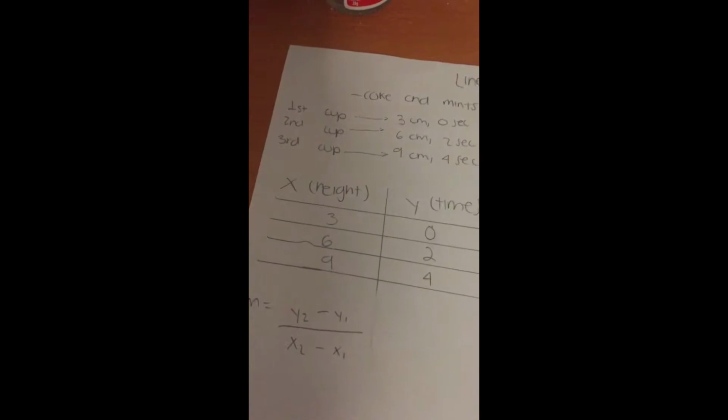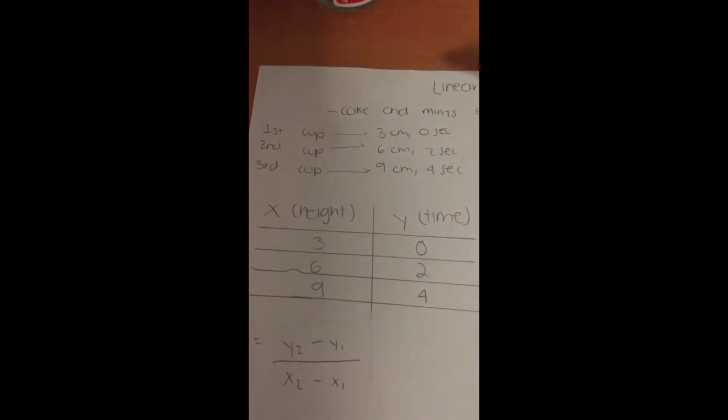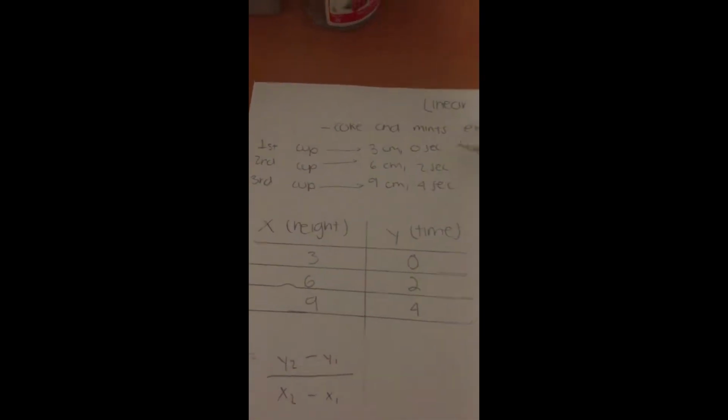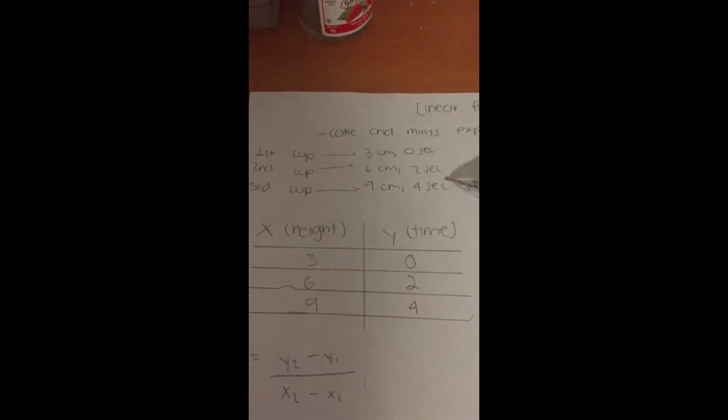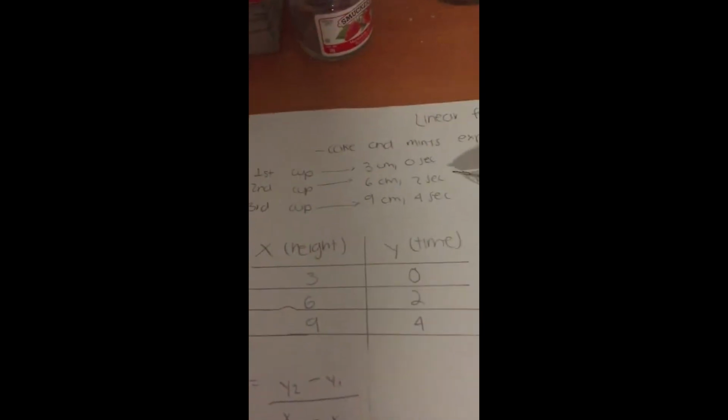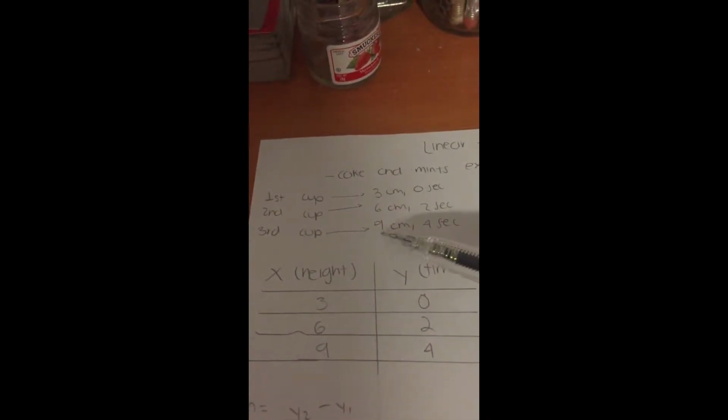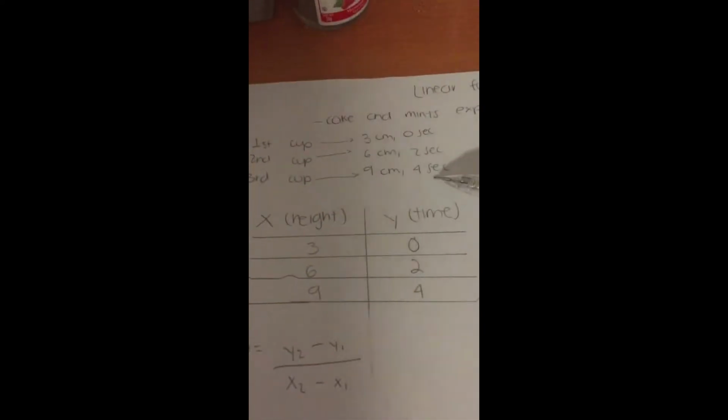The first cup was 3 centimeters and it didn't have a reaction, so it was 0 seconds. The second cup, we fill it up to 6 centimeters and it had a 2-second reaction. In the third cup, we fill it to the top, that means 9 centimeters and it had a 4-second reaction.